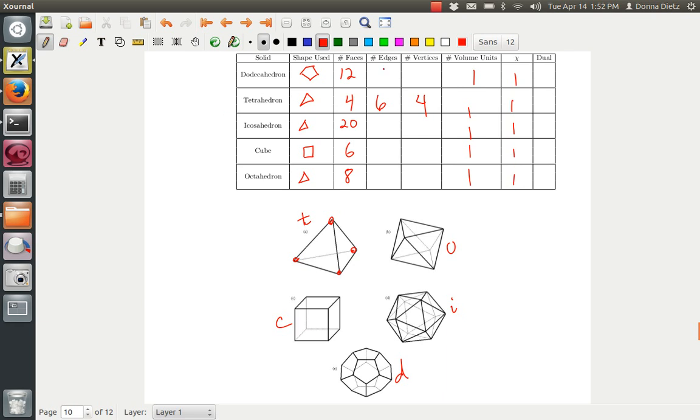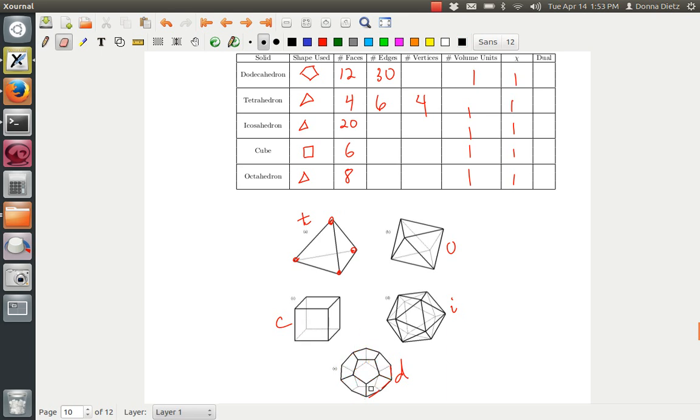Okay, number of edges in the actual dodecahedron. 1, 2, 3, 4, 5, 6, 7, 8, 9, 10, 11, 12, 13, 14, 15, 16, 17, 18, 19, 20, 21, 22, 23, 24, 25, 26, 27, 28, 29, 30. See, that wasn't so bad.